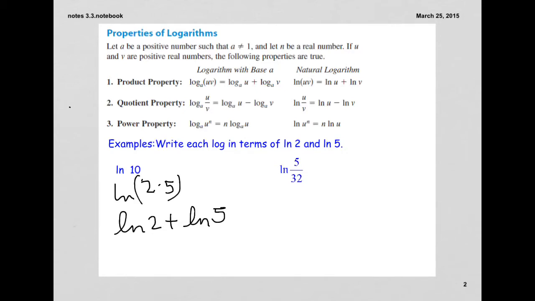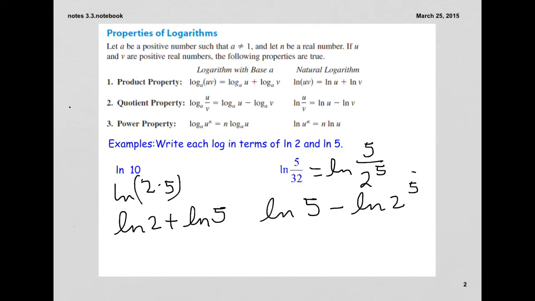Okay, next we're going to do ln of 5 divided by 32. Well, first we need to change this to ln of 5 over 2 to the 5th power. Okay, well, now we're ready to use our property, so that's ln of 5 minus ln of 2 to the 5th. Well, we know whenever we have logs, we don't leave exponents, so we need to get rid of this 5. And we do that by doing ln of 5 minus, and we bring the 5 to the front, so that's 5 ln of 2.